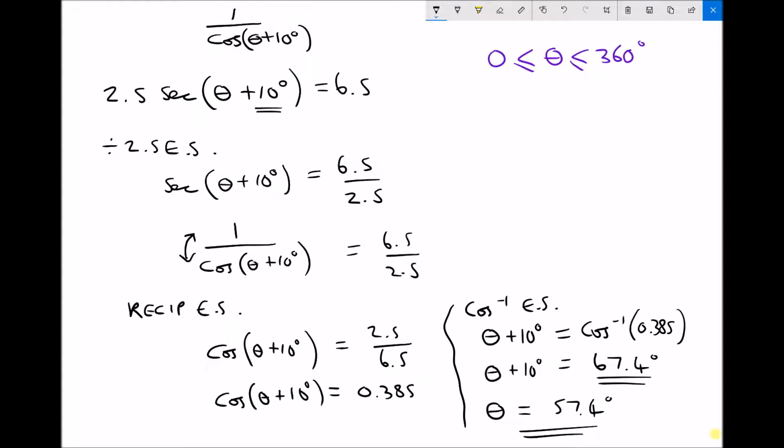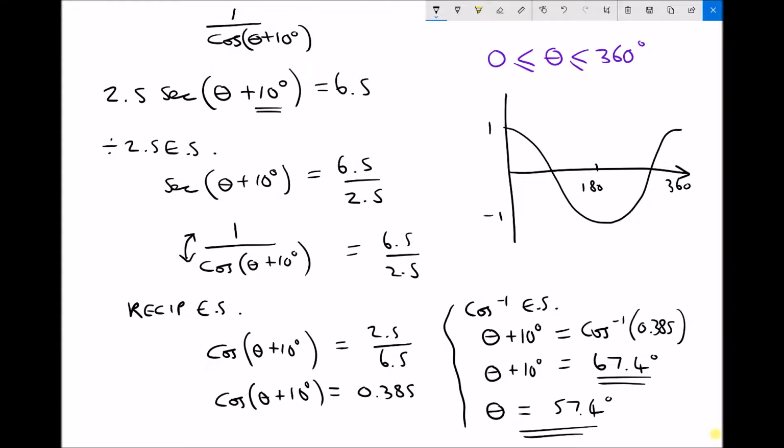But to find our second solution, let's sketch cos theta. Cos theta, we have 180 degrees, we have 360 degrees, and cos theta starts at 1, goes to minus 1, and goes back to 1 at 360 degrees. So we have 1 there, we have minus 1 there. Now before we applied the phase shift, we had this solution here, theta plus 10 degrees equals 67.4. And so we're somewhere in here. This distance here is 67.4.